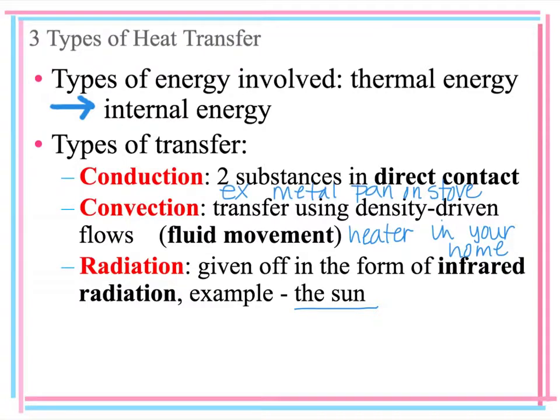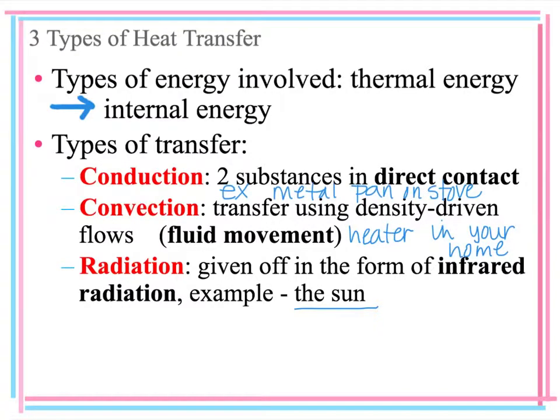Convection is the transfer using density-driven flows, which would be in fluids. And recall that fluids are liquids and gases. And an example of that is a heater in your home, because the warm air is being blown out and it mixes with the cold air. And because of the difference in density between the warm and the cold, it mixes and actually warms your home.